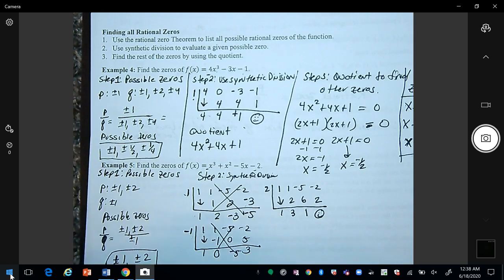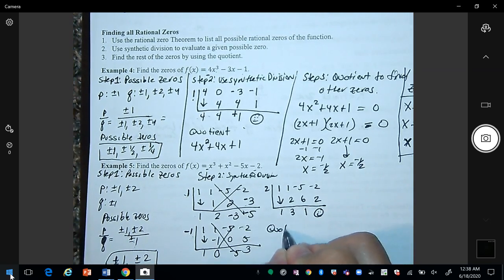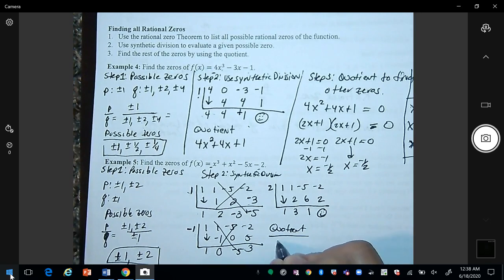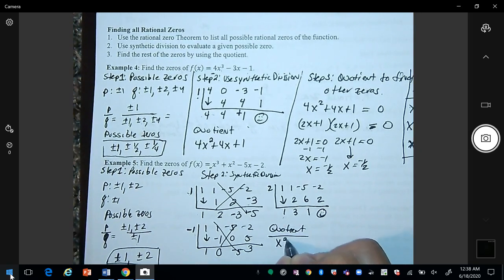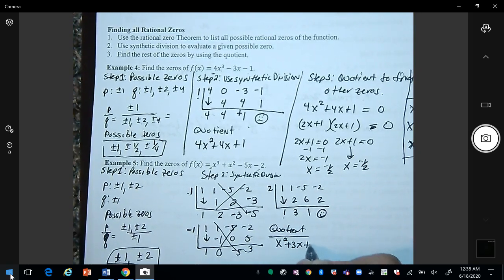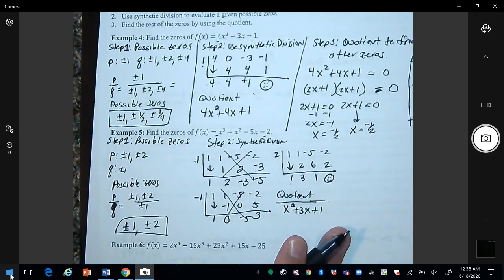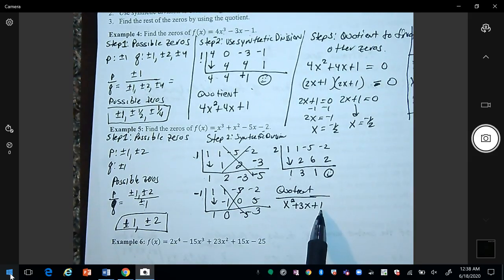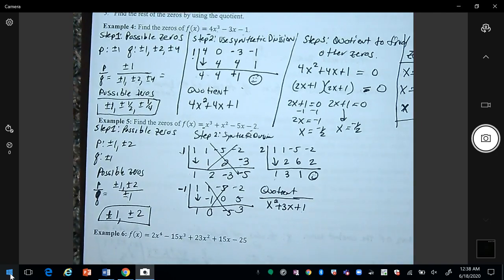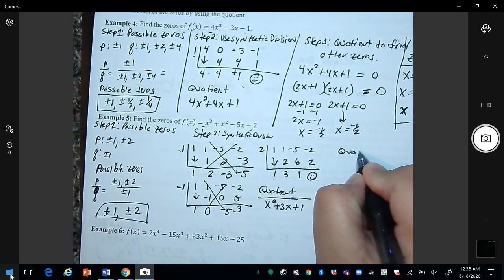So now our quotient is going to be x squared plus 3x plus 1. At this point, we can factor or use the quadratic formula. Notice here that we cannot factor this because of the 1. 1 times 1 would never give us 3 if we add them. So our only choice here is to use the quadratic formula.